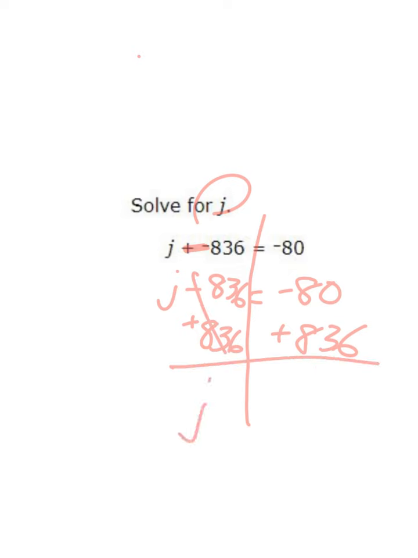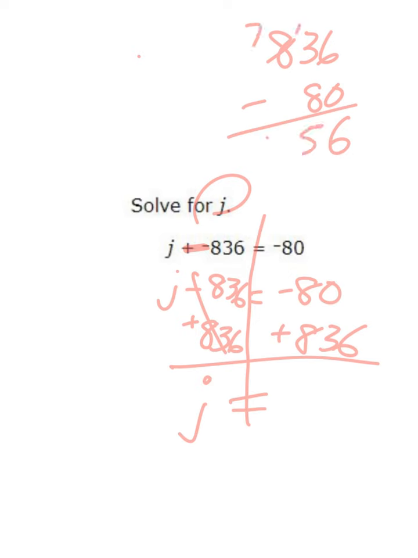That'll leave me with j is equal to, so here we have negative 80 plus 836. Whoa, that's a big number. So here, same sign, add and keep, different sign, subtract. So we're going to have to subtract 836 minus 80. Here, 6 minus 0 is 6. We're going to borrow. 13 minus 8 is 5. And then 7. So here we have 756. And it's a positive number because we keep the sign of the larger number.